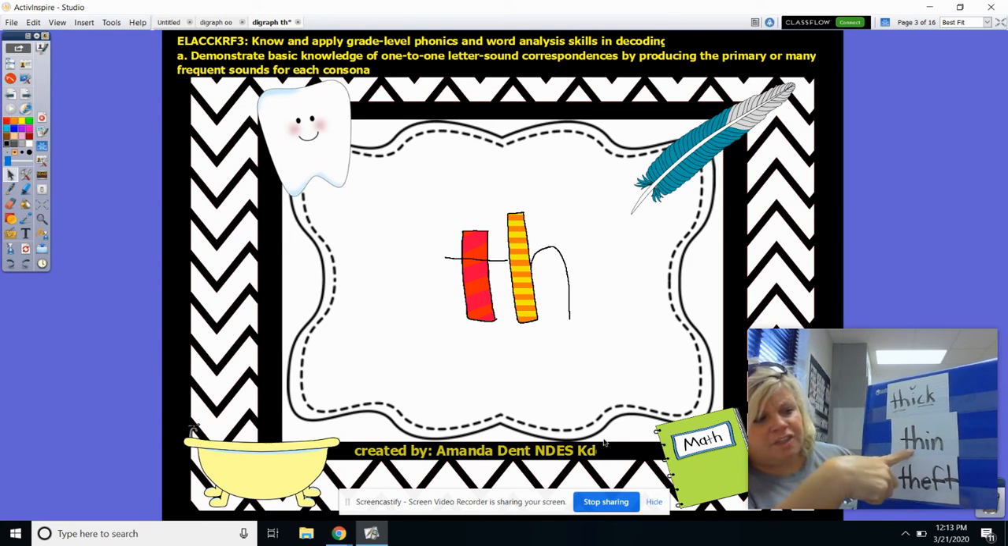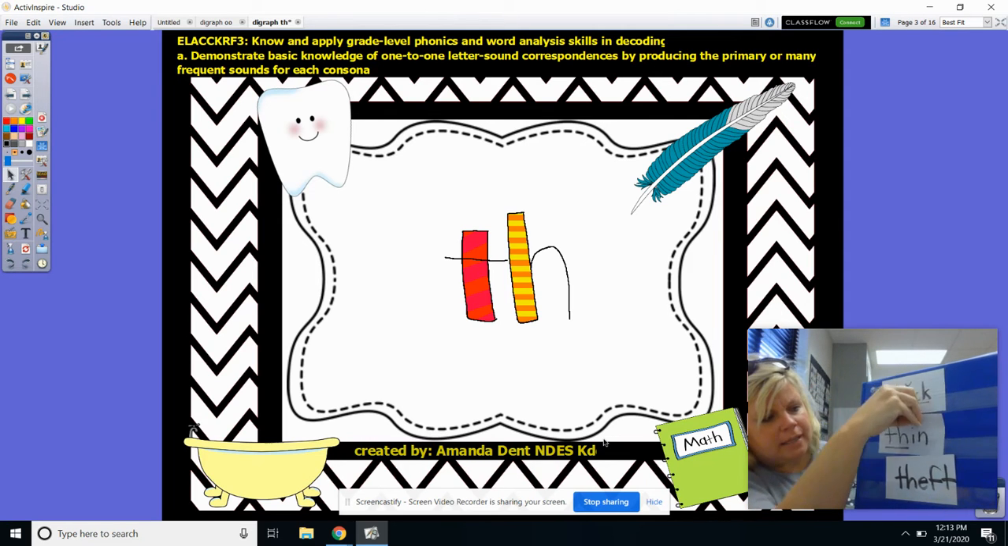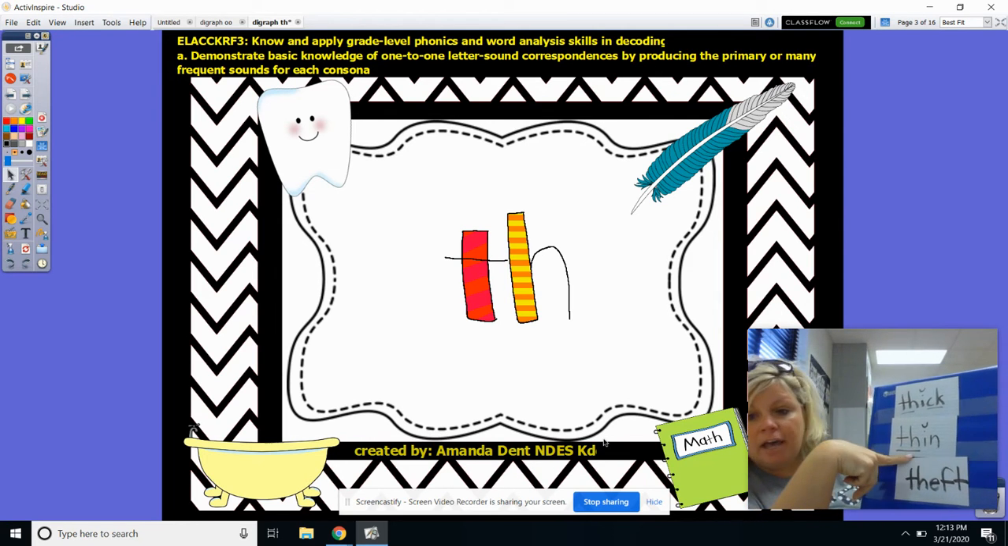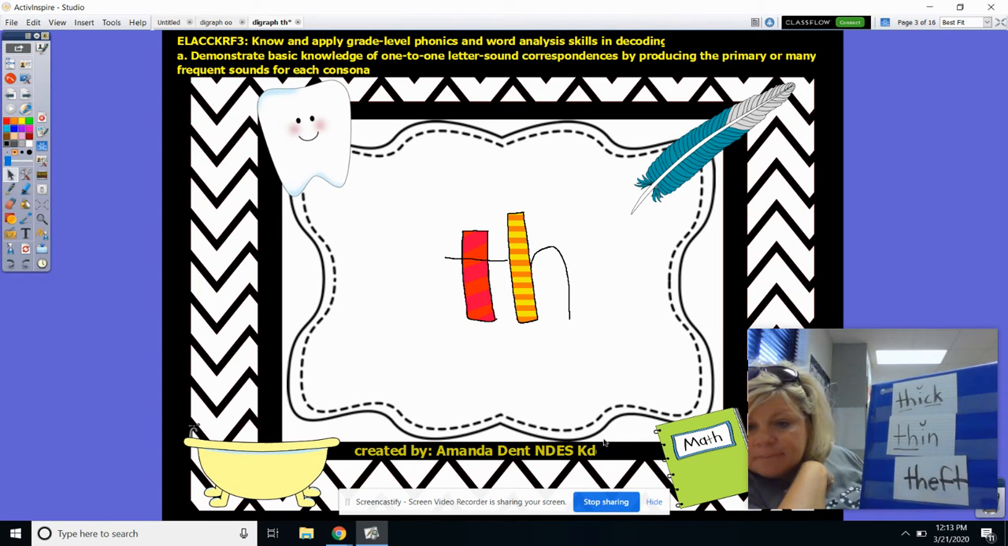This word is thin. I see a small sight word in there too. In. Now, if you coded it correctly, it would look like this. Underline the TH for the digraph. Give it a breve over the I, because it's followed by a consonant. Thick, thin. Last word. Theft.